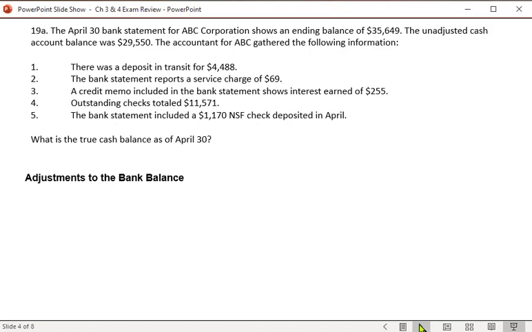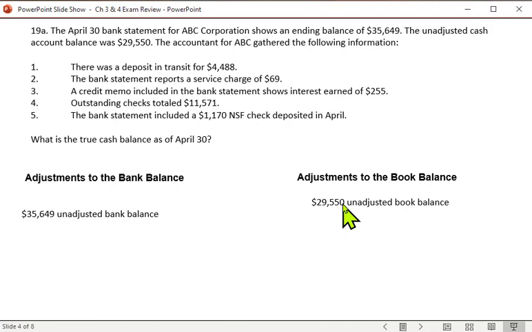So we're trying to find out what things we should be doing in terms of adjusting things on the bank balance side versus the book balance side. The first thing we're going to do is put down our unadjusted balances. On the bank statement, the unadjusted balance was $35,649. On the books, it was $29,550. And when all the smoke clears, we want to make sure that both of these agree with each other after all the adjustments.